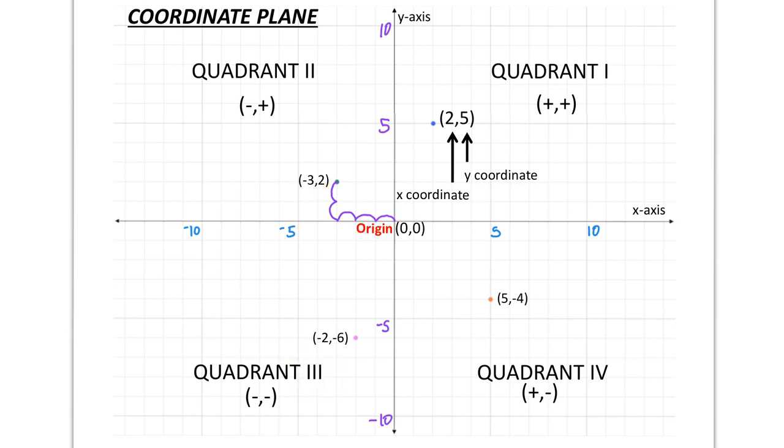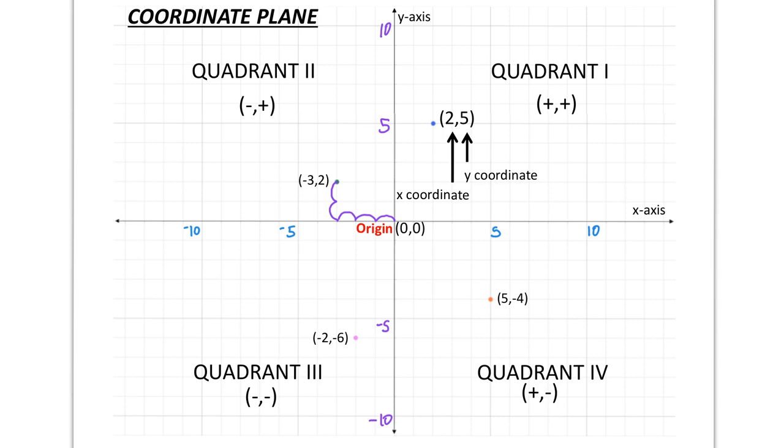Quadrant 3, x is negative, y is negative. Negative 2, negative 6. So any point in this quadrant, it's negative x, negative y. In quadrant 4, you have a positive x and a negative y. Positive 5, negative 4. So any point on this quadrant will have a positive x and a negative y. So now that you know what a coordinate plane is, we can start plotting points and we can find out the coordinates of those points.